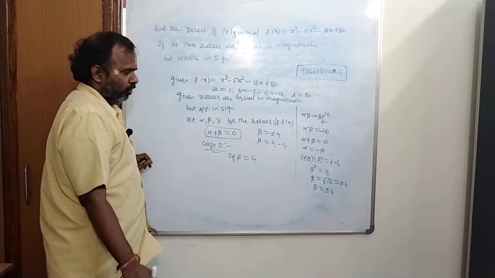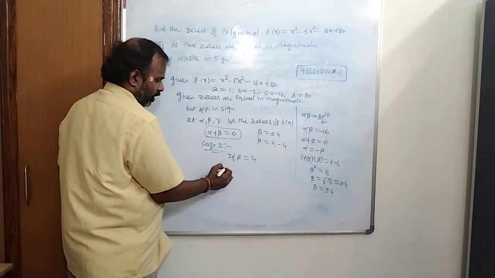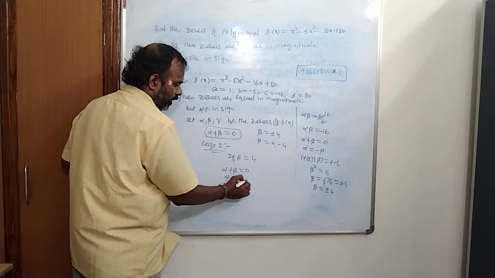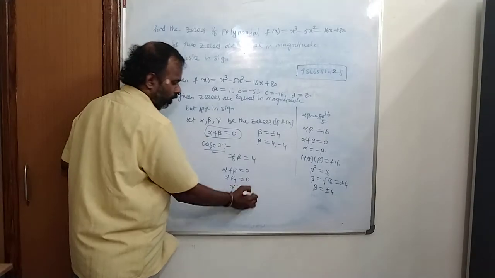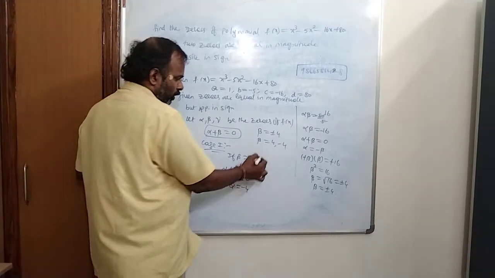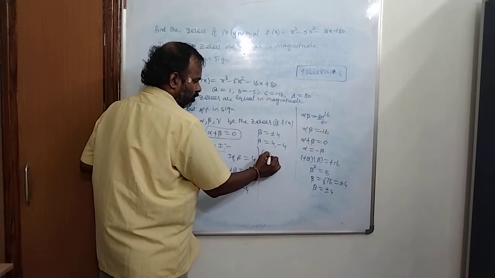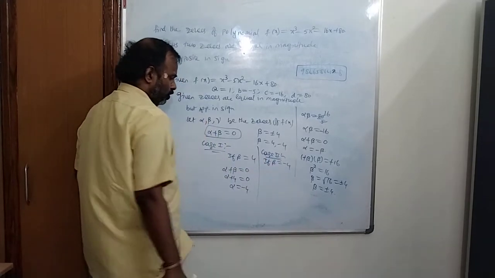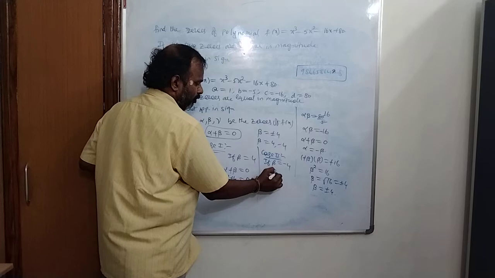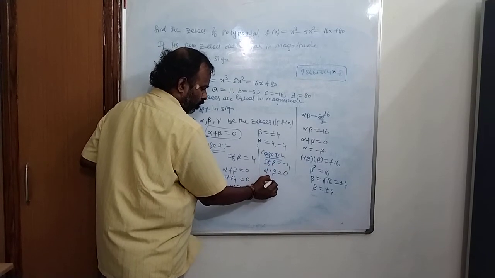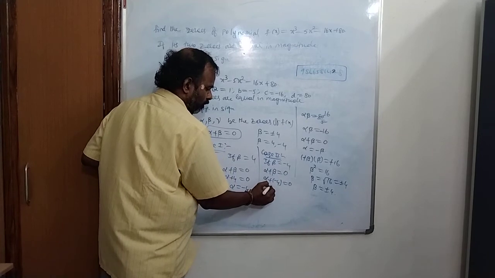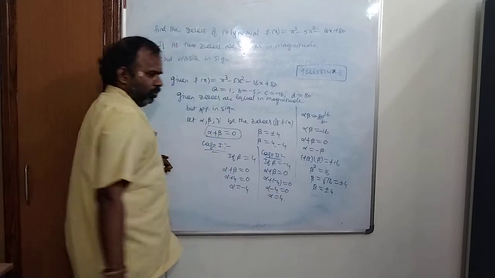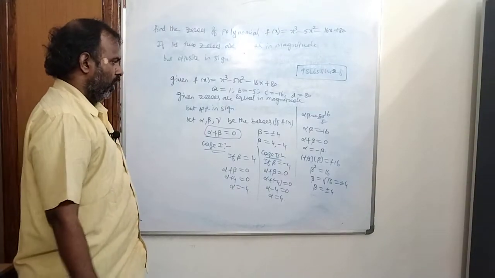Beta is equal to 4, and this is minus 4. So here alpha plus beta is equal to 0, alpha plus 4 is equal to 0, alpha is equal to minus 4. And case 2, if beta is equal to minus 4, so alpha plus beta is equal to 0, alpha plus minus 4 is equal to 0, alpha minus 4 is equal to 0, alpha is equal to 4.